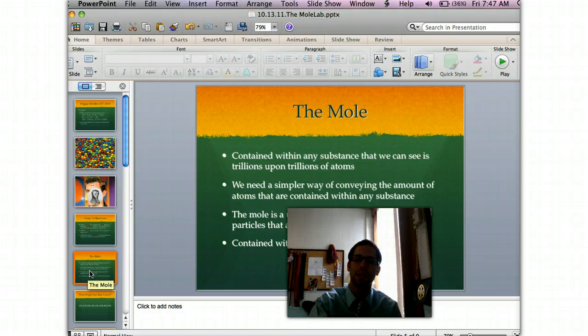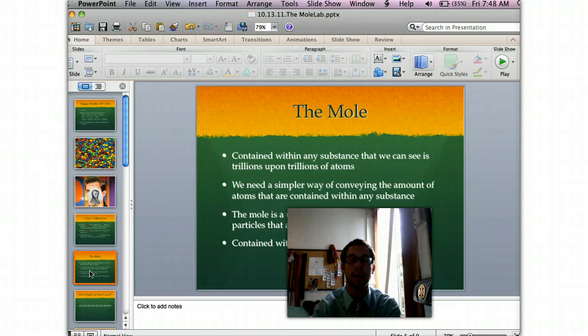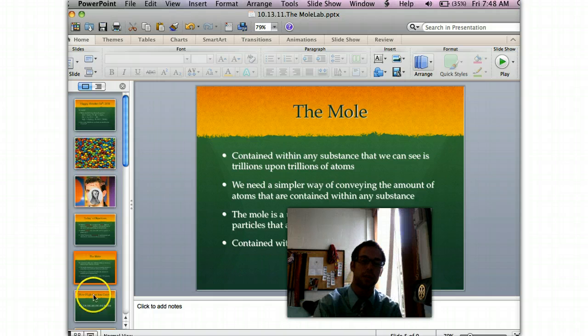The mole is contained within any substance we can see. It is trillions on trillions of atoms. We need a simpler way of conveying the amount of atoms that are contained in any substance. So the mole is a unit that explains how much something is. So just like a dozen means 12, if we go buy a dozen donuts, how many are we buying? 12 donuts. If you go buy a mole of donuts, you're buying 6.022 times 10 to the 23rd donuts. Someone in the donut shop is going to be very excited if you order that many donuts.